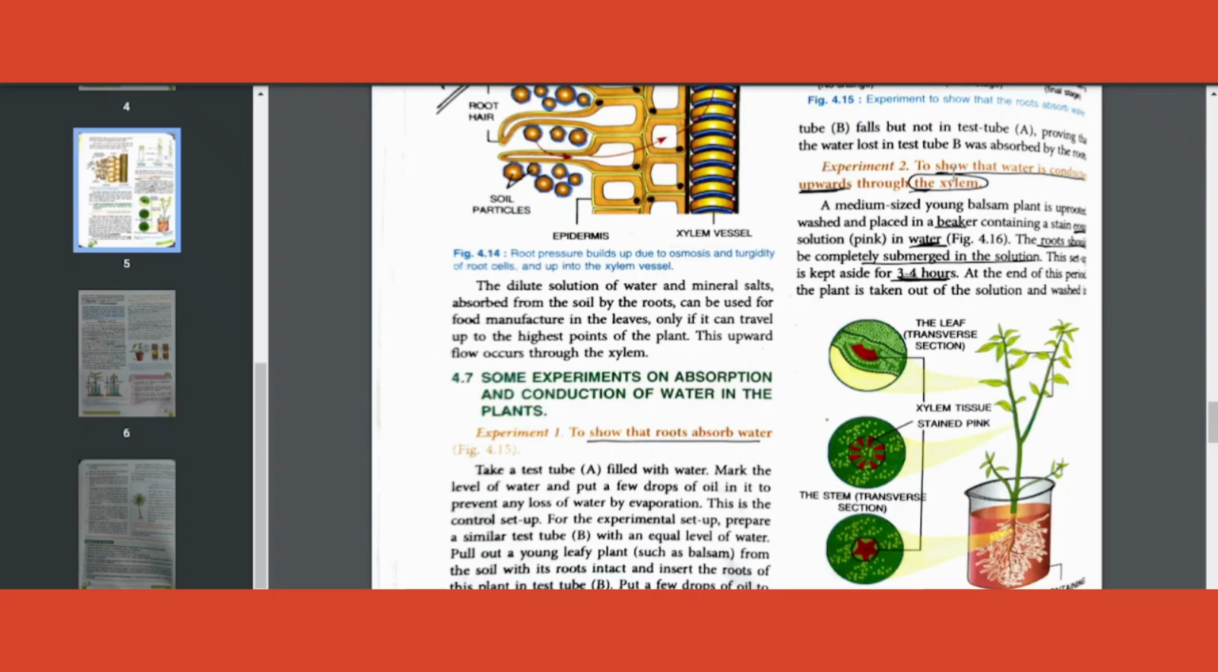They are complex tissues. Remember complex tissues and simple tissues? Complex tissues are xylem and phloem. Xylem helps in the conduction of water, we have learned. Let's prove it today. Okay, so how are we proving it?